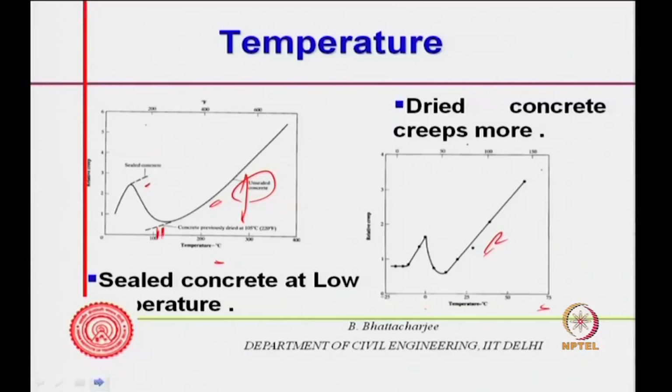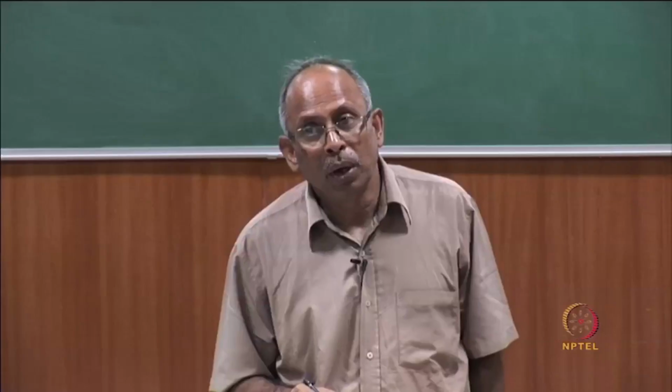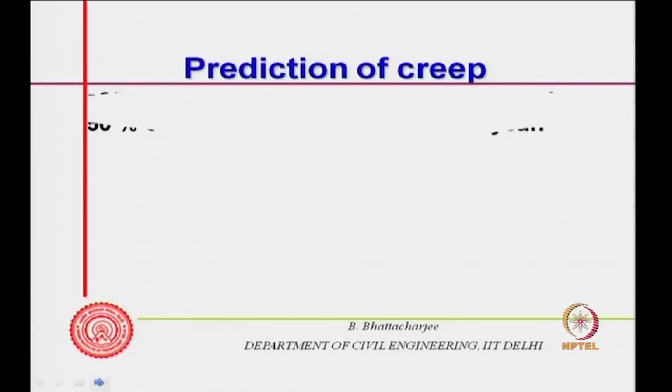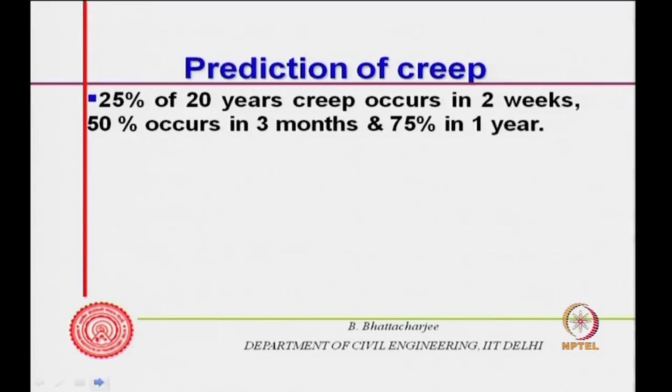Sealed concrete at lower temperature, and dried concrete obviously creep more. So, this is sealed concrete at lower temperature, this one. So, this is what it shows the behavior minus 25, 0, 25 and so on. So, if it is sealed, the moisture is still retained, so if you increase the temperature, actually it will have a tendency to show high creep. So, with all these factors, one can think in terms of predicting the creeps.